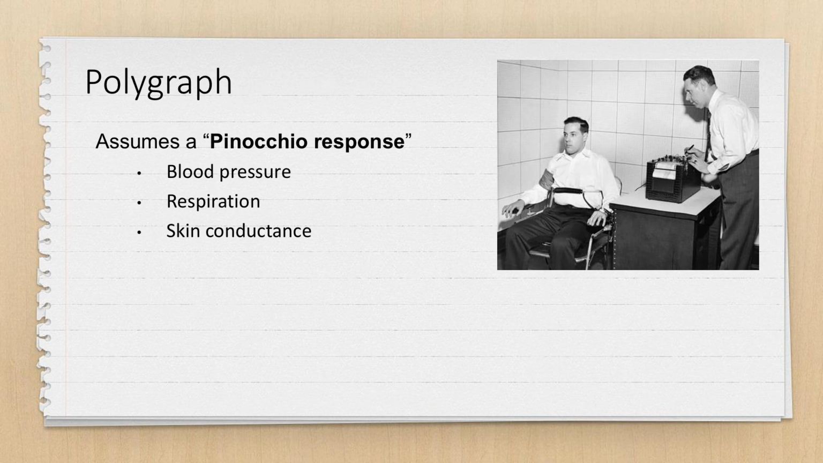How about machines like a polygraph? They assume a Pinocchio response. In other words, lie detectors assume that there should be a perfect physiological or behavioral indicator of lying that is as unmistakable as Pinocchio's growing nose. Polygraphs measure blood pressure, respiration, and skin conductance, like sweating, with the idea that lying will produce anxiety, and the anxiety has these physiological markers.